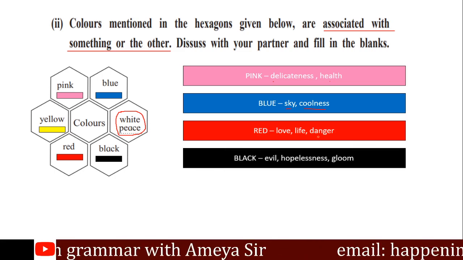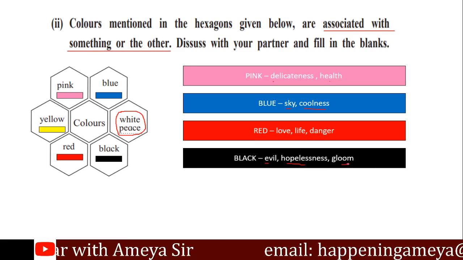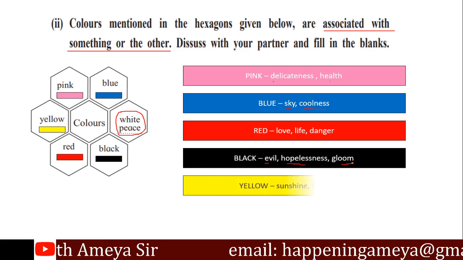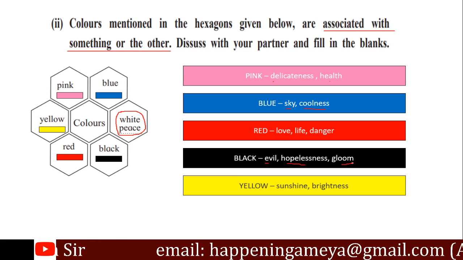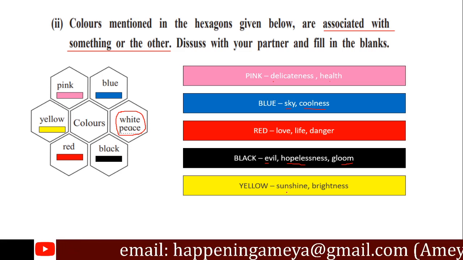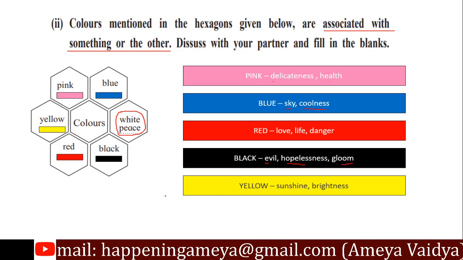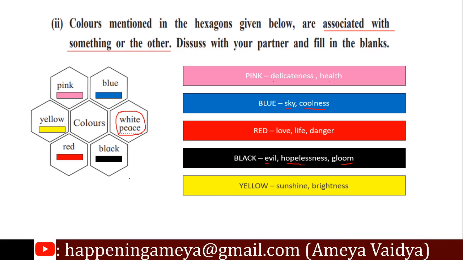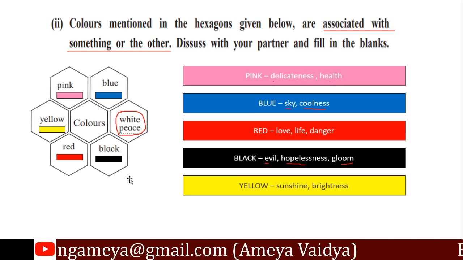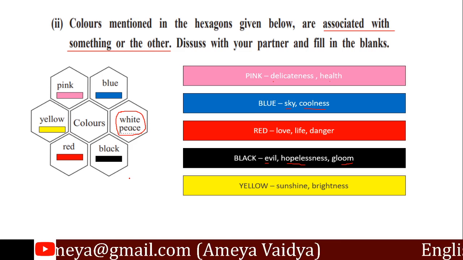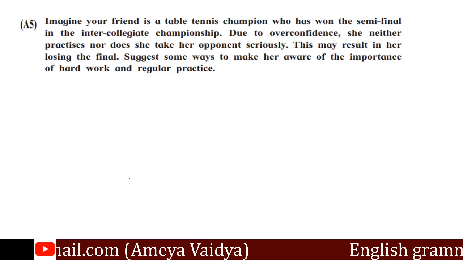Okay. The black color suggests evil, hopelessness, and gloom. That's what black color shows. And finally, the yellow. Guys, it's not yellow, it's yellow. The color yellow shows sunshine and even brightness. That is what the colors stand for. These are the colors that they've asked. There are other colors as well, but of course, we will restrict our discussion to what they have asked. Let's proceed to the final slide for this particular poem.